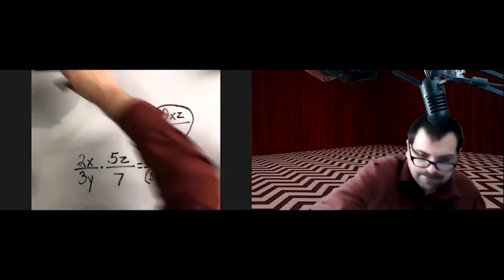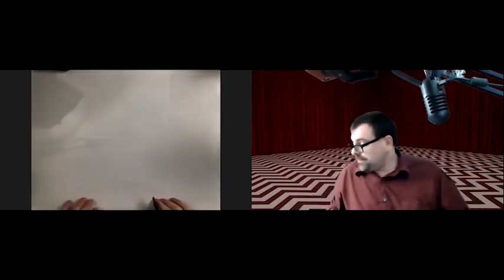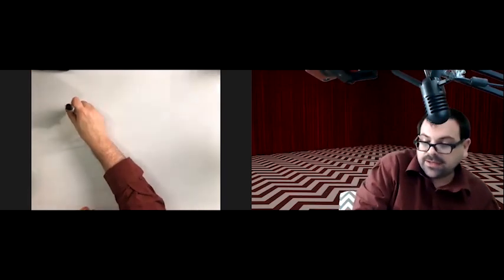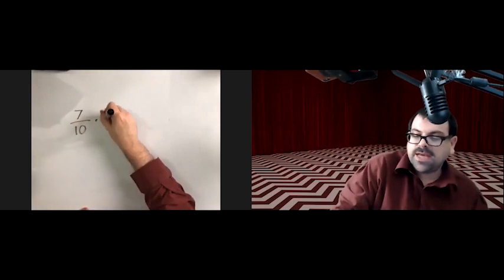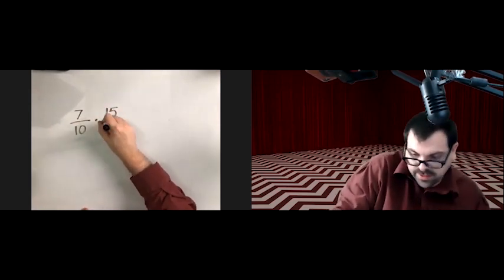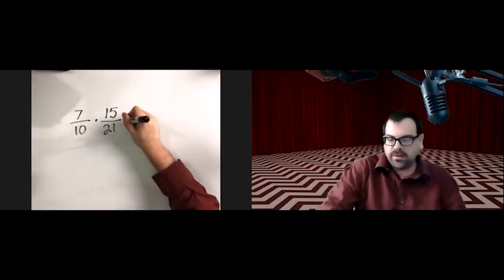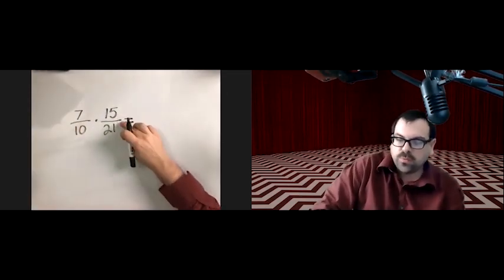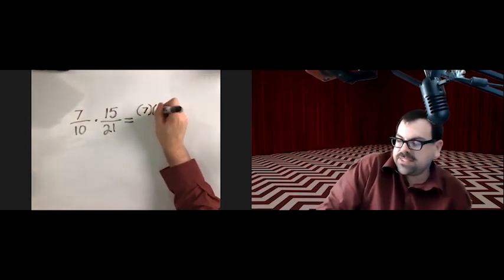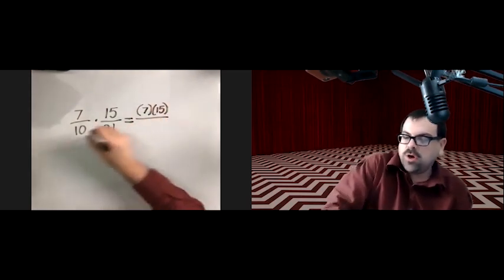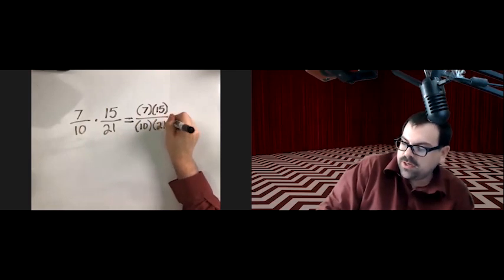Now what about reducing? Let's go back to just numbers. Let's say we had 7/10 times 15/21. Well, we are allowed to do the same thing. It's the base rule, so it will work. We would have 7 times 15 on the top. We would have 10 times 21 on the bottom.